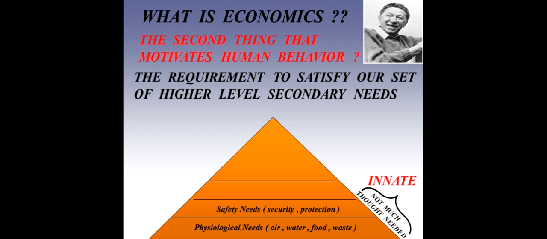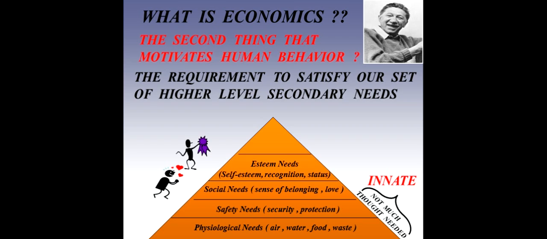Maslow then said that once these primary needs, safety and physiological, are satisfied, the second thing that winds up motivating human behavior is the requirement to satisfy higher level, what he called secondary needs. Now, the first category there he labeled as social needs. Human beings are social beings. We do well with a sense of belonging, a sense of love. But again, I want to point out here that if our focus is down at the physiological level, not much time is spent here on the social. So everything below social needs to get satisfied first.